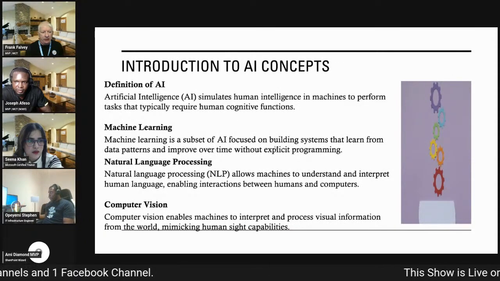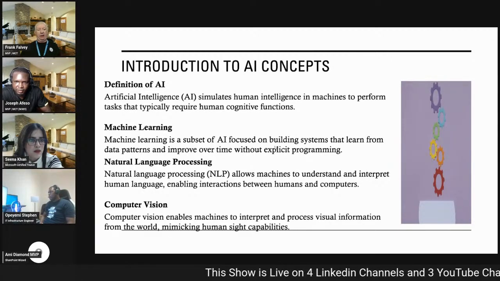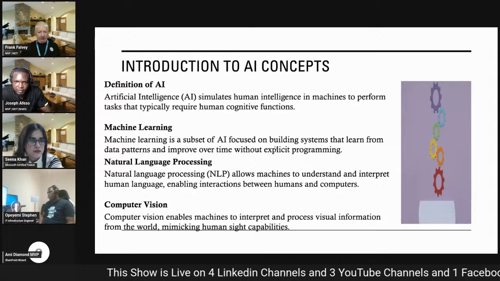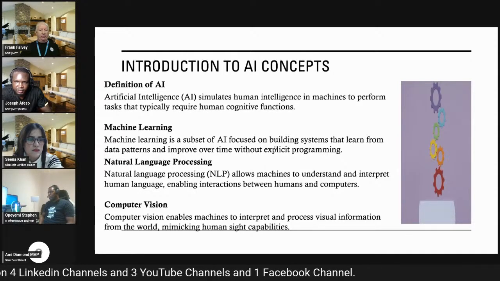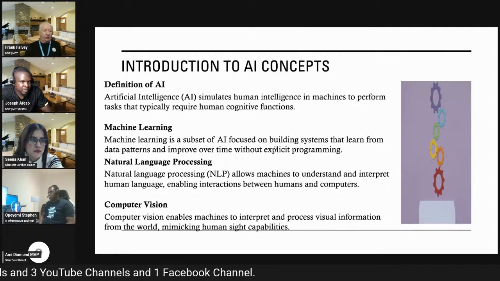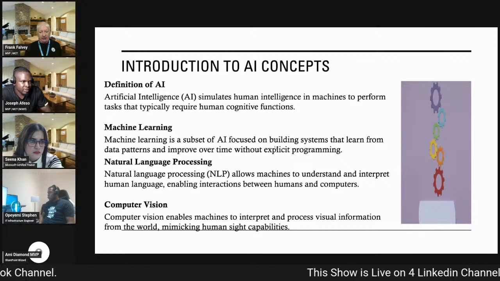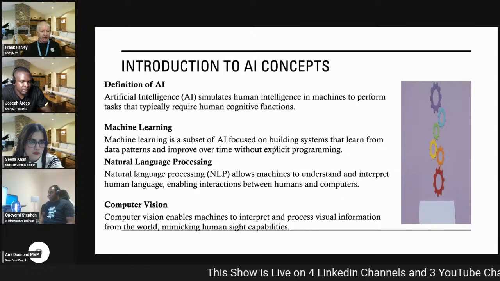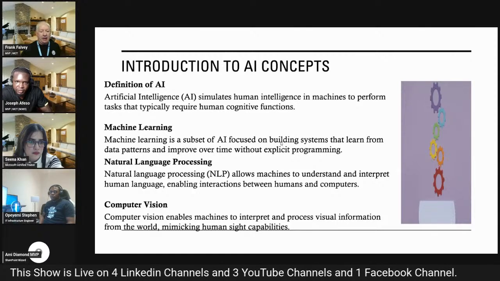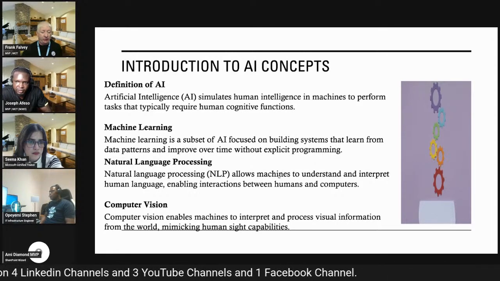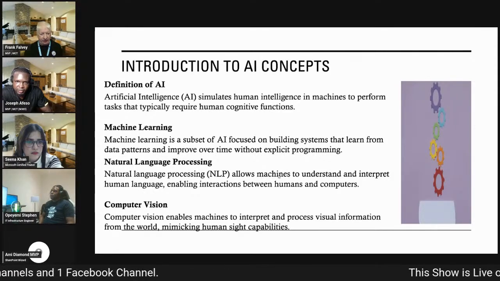So, introduction to AI concepts: definitions of AI, like artificial intelligence, and human cognitive functions, what it actually does, like the machine learning stuff. Natural language processing interprets human language between humans and computers. And then there's computer vision, how machines see and process visual information.